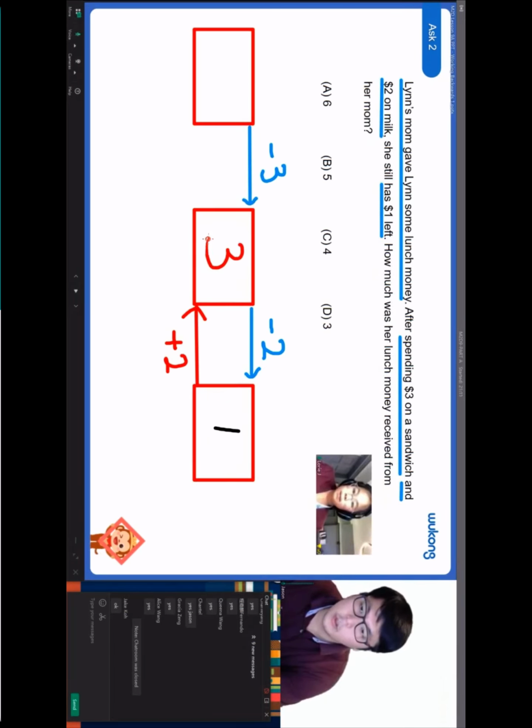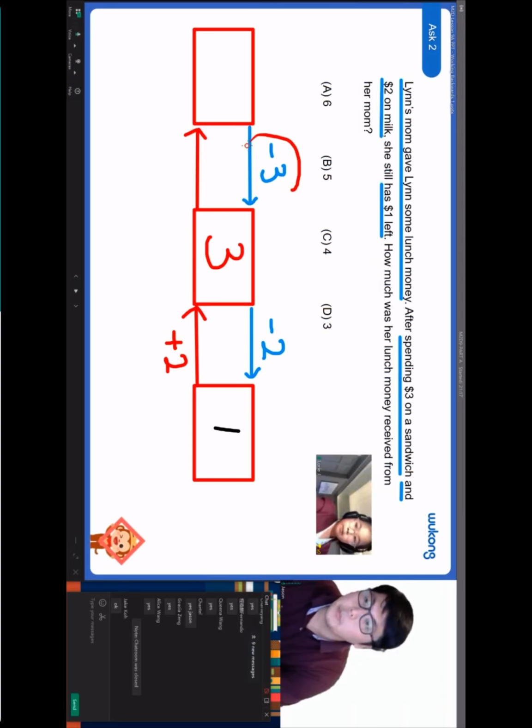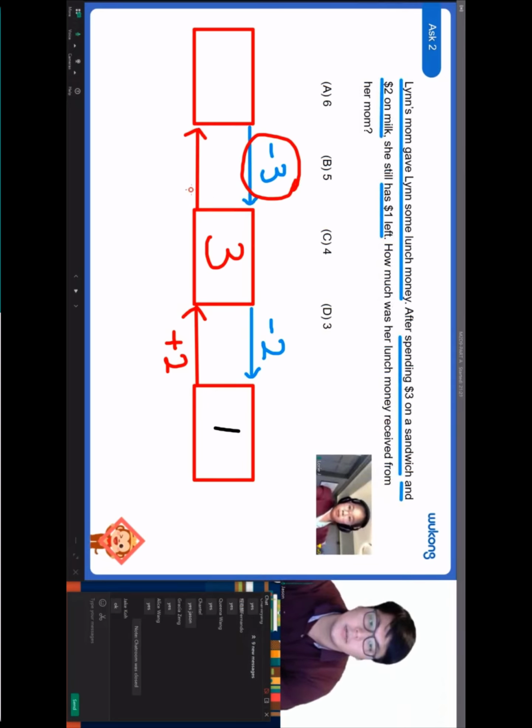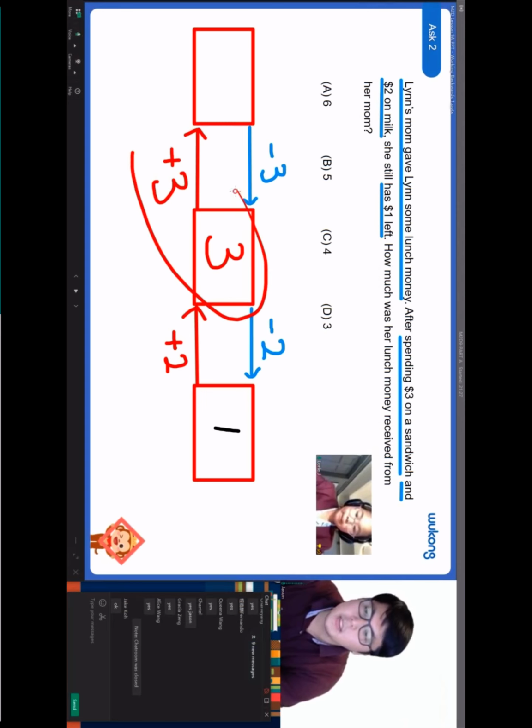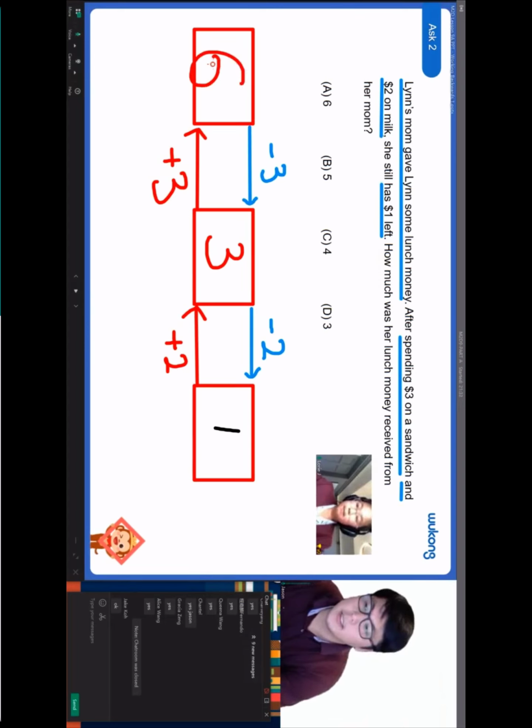So what is 1 plus 2? 3. Very good. So now we need to go the opposite direction again, Lori, and this time we are subtracting 3. What's the opposite of subtracting 3, Lori? Plus 3. Yes, so we have to add 3. So what is 3 plus 3, Lori? 6. Yes, so the answer is 6. So that means Lynn received $6 from her mother.